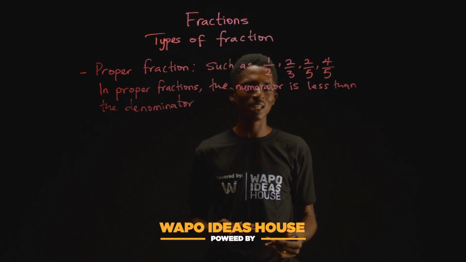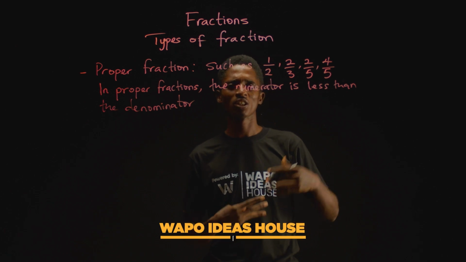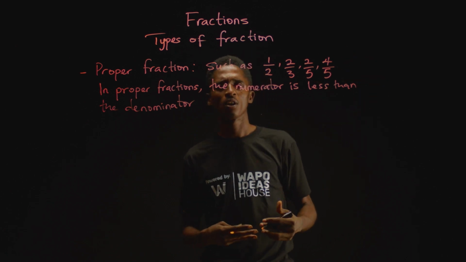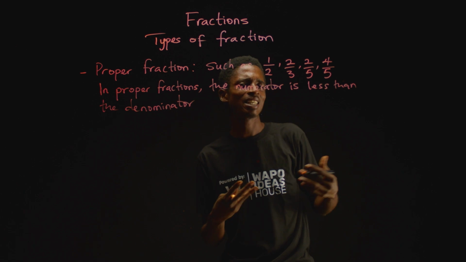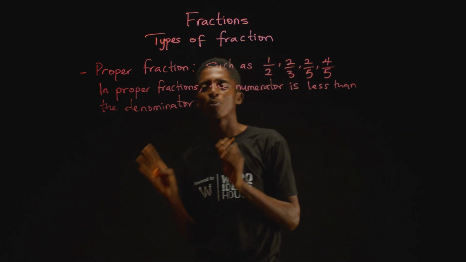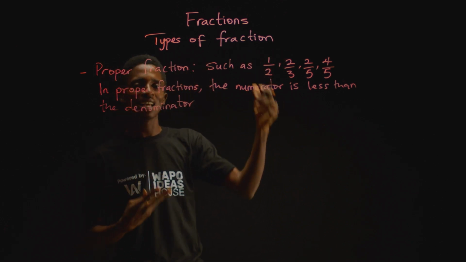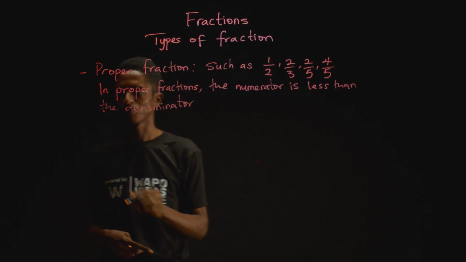You can mention other examples of proper fractions, such as 3/5, 1/5, 6/7, 9/10. All of these are proper fractions because the numerator is less than the denominator.